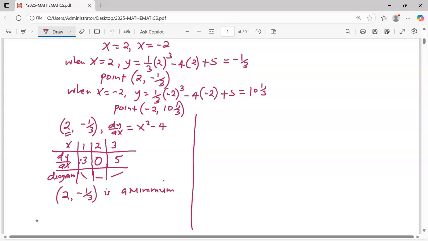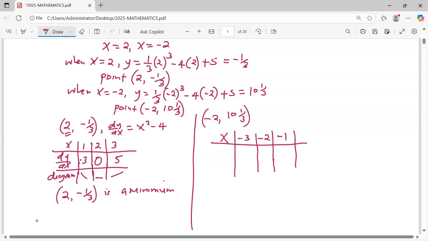Once we have done that, we can now pick this other point, which is negative 2, 10 and a third, then determine the nature of this point. Again, what we usually do is to pick the value of x, or the x coordinate, which is negative 2. Then take one step behind, we are going to land at negative 3. Another step forward, we are going to land at negative 1. After doing that, this gives us x. Then of course we need the dy over dx. After that, we need the diagram.